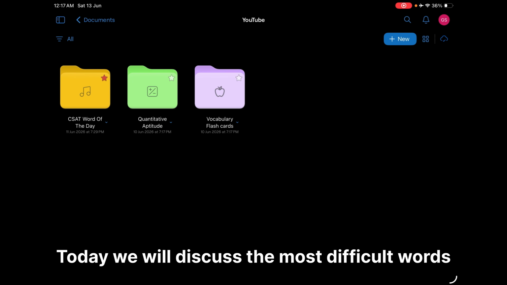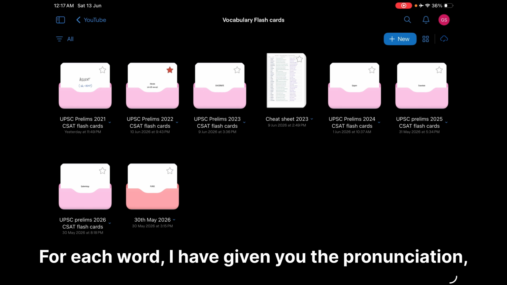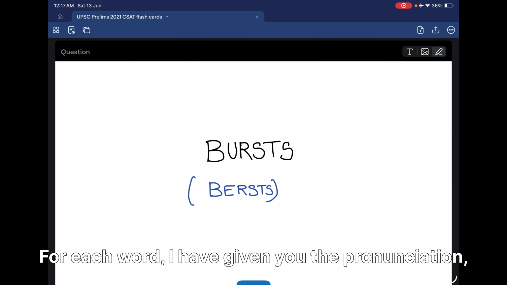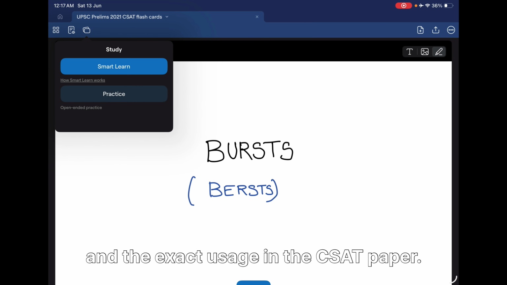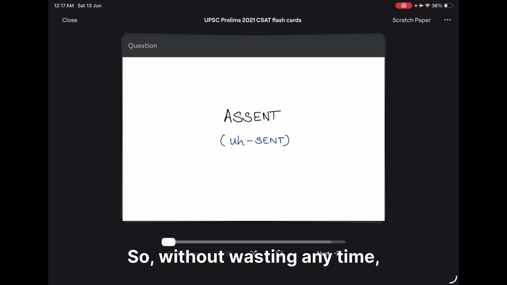Today we'll discuss the most difficult words of UPSC CSAT 2021. For each word I have given you the pronunciation, its English meaning, its Hindi meaning and the exact usage in the CSAT paper. So without wasting any time, let's begin.